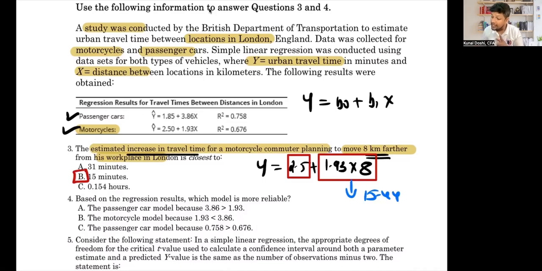So just using the equation, you multiply that. Why not the intercept? Because it will always be there. Just because of the distance, how much will be extra? The intercept is what happens when you don't travel the 8 kilometers, when X is 0. So we only have to calculate this part, which is 15.44 or approximately 15 minutes.